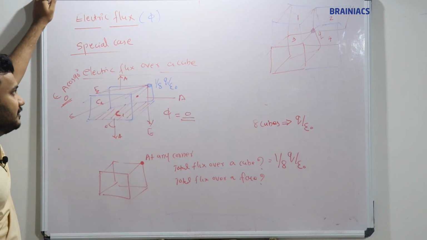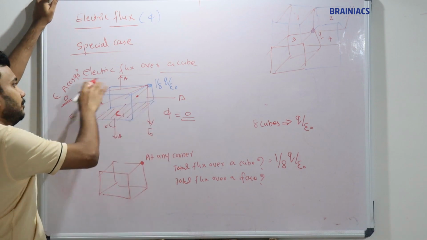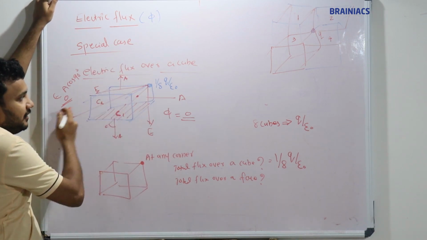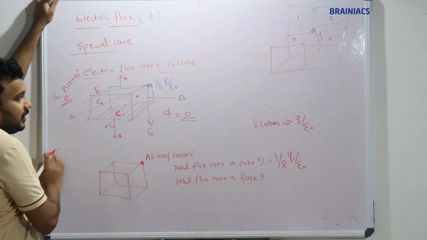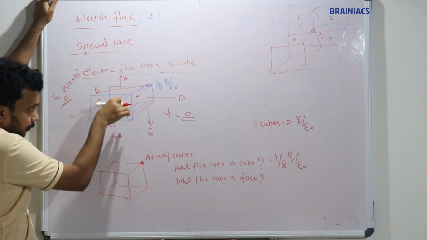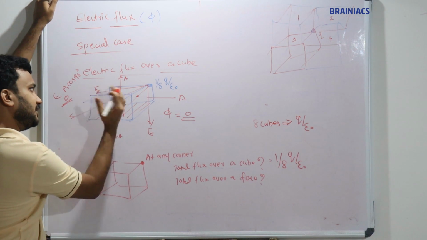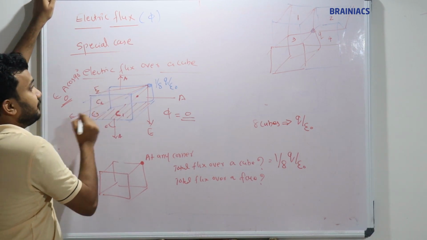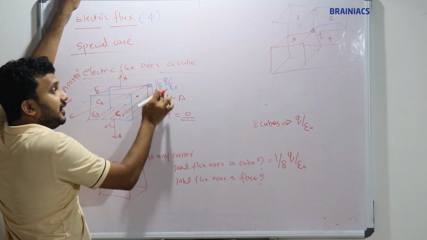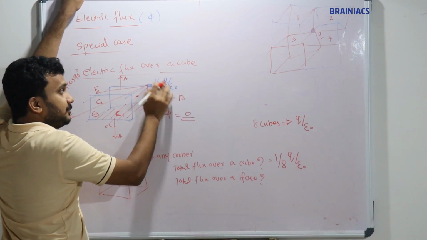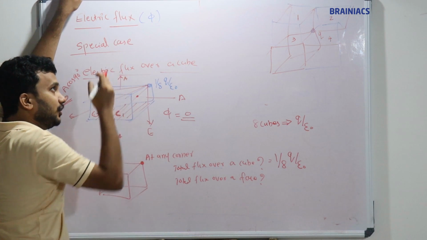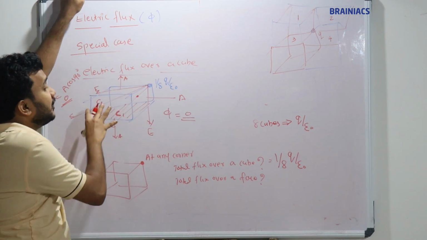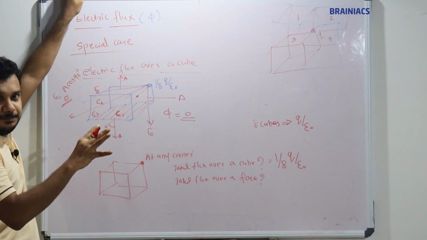Now we have 3 surfaces available. Top gone, this side is gone, and we have the bottom surface and we have the front surface. So the bottom surface is available, the side surface is available, and the front surface. So C3. So totally the flux given by 1 by 8 q by epsilon 0 is the flux from the cube that is available, and that flux is used by totally 3 faces.